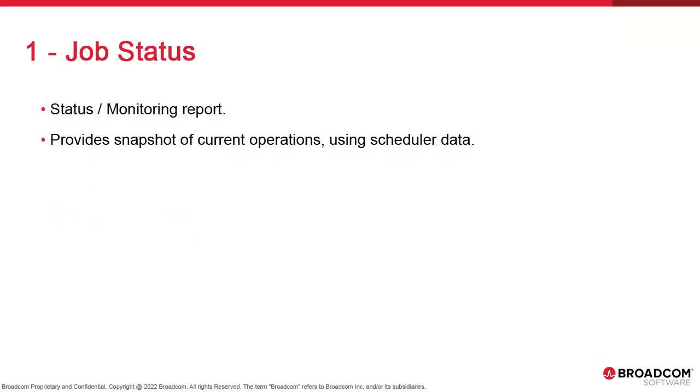The first report we cover is Job Status. It uses run data sourced from the schedulers to show past and in-progress executions. It's one of the most basic and common reports in just about any IT ops software.